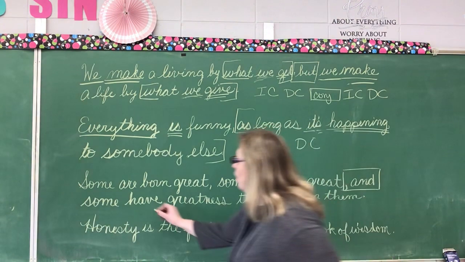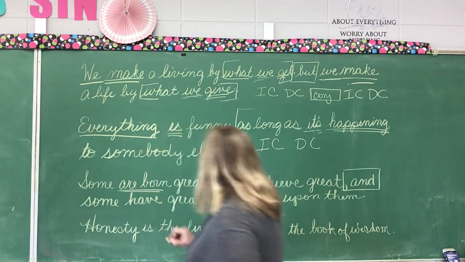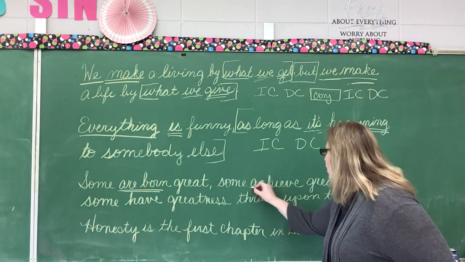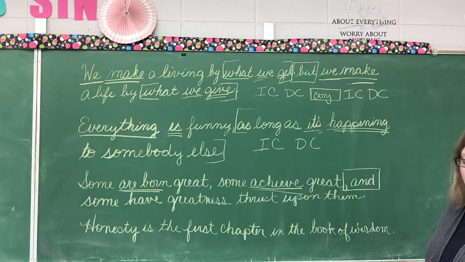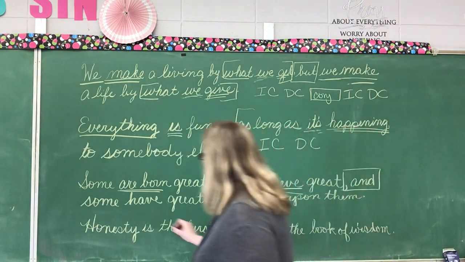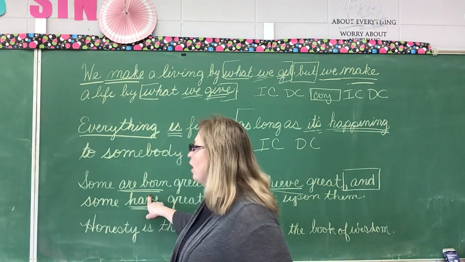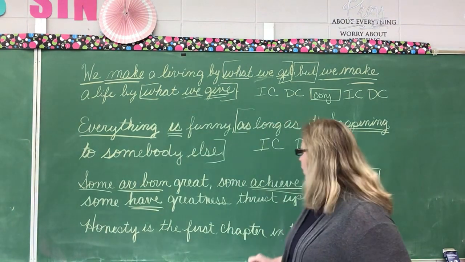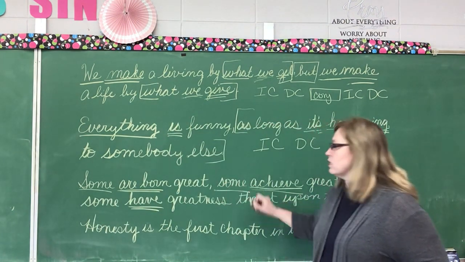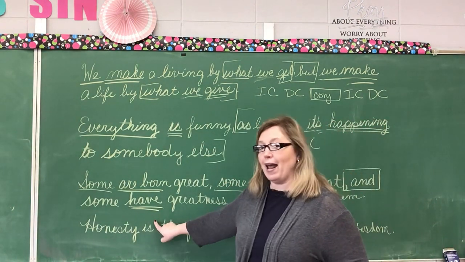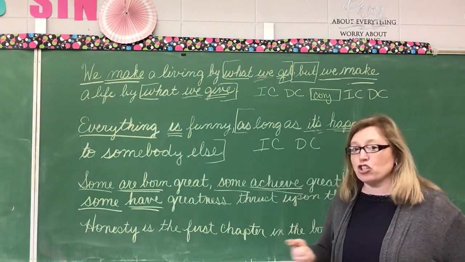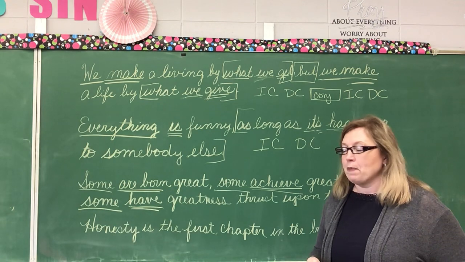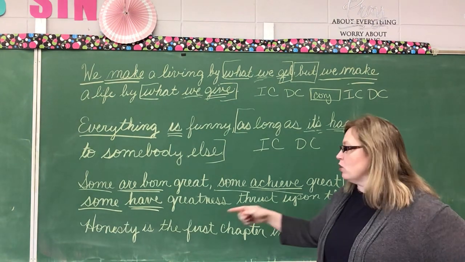So we have are born, okay? What else? Achieve, okay? And what else? Have, okay? Just there. So now, who or what are born? Some are born. Who or what achieve? Some achieve. Who or what have? Some have. Now, I have a conjunction, but I have no clauses here, so let's break this up.